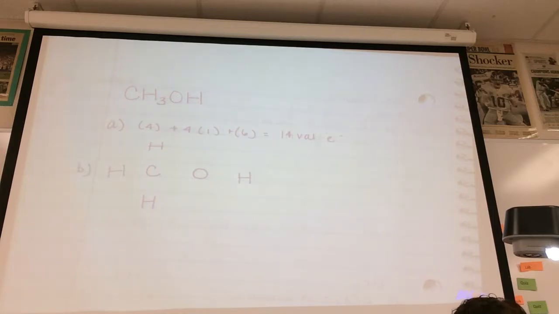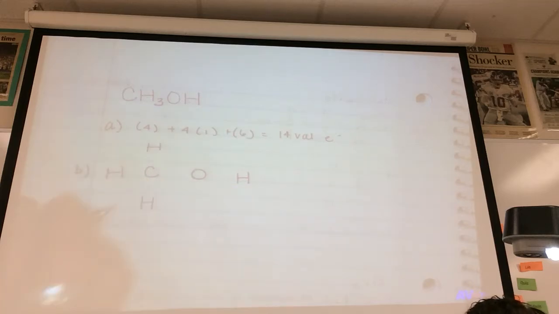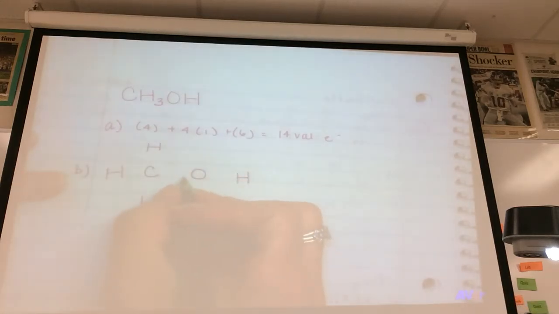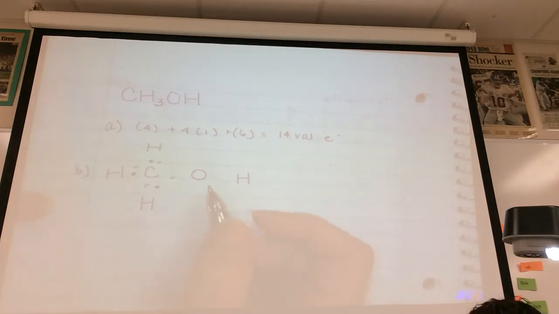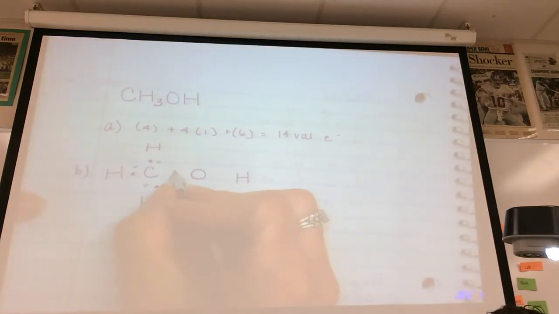We'll try it both ways now. Let's do carbon first. How many valence electrons for carbon? 4. 1, 2, 3, 4. Hydrogen, 1, 2, and 1 over here. How many does oxygen have? 6. 1, 2, put them both between first, 1 on each side.